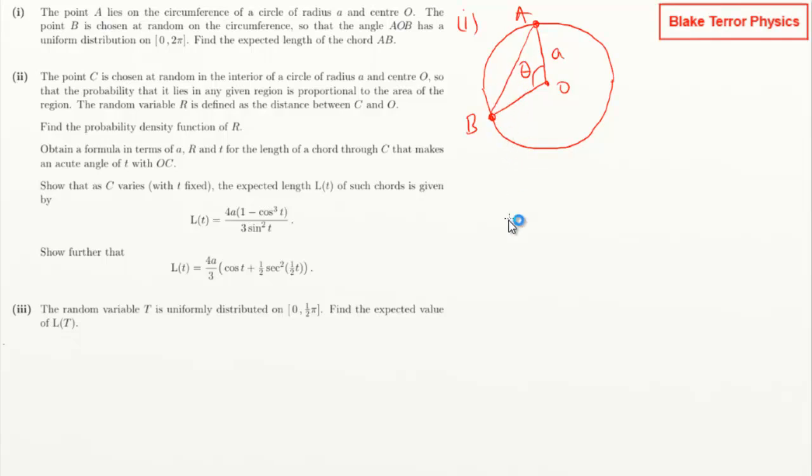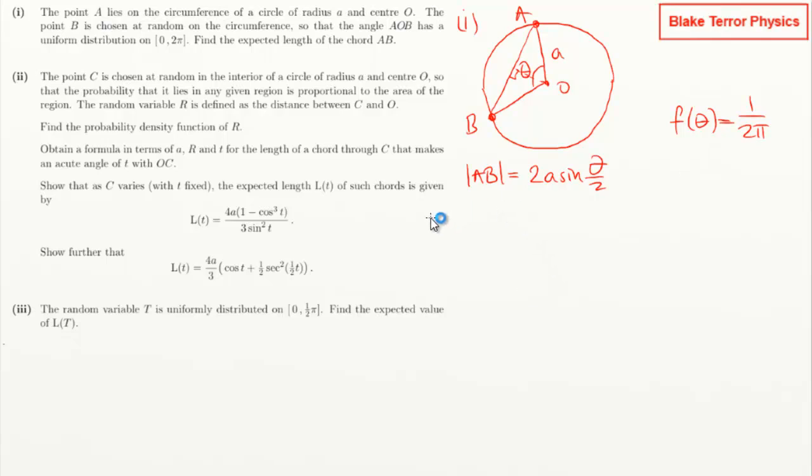So let's get a statement of the length of that chord. The length of AB, we can split this into two right angled triangles, so it's going to be two lots of A sine theta over 2. And then our probability function for the angle, f of theta, is going to be 1 over 2 pi, as in if we integrate that from 0 to 2 pi, we're going to get 1.